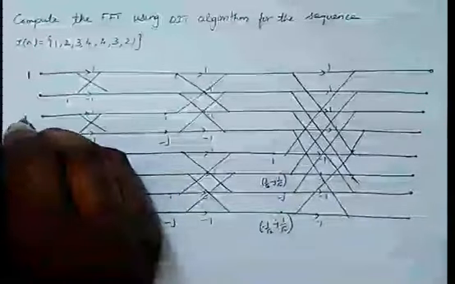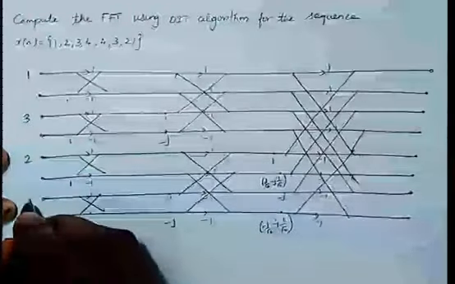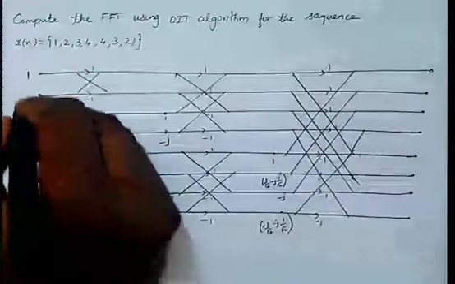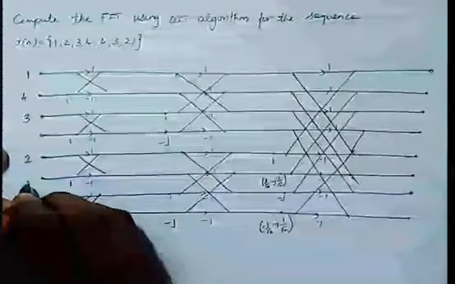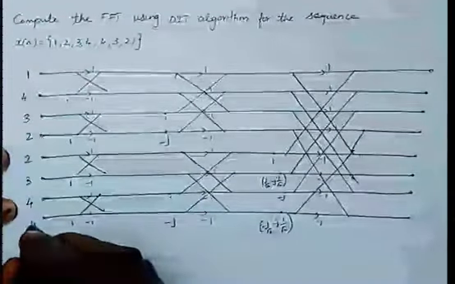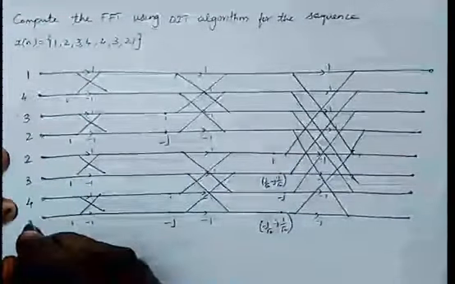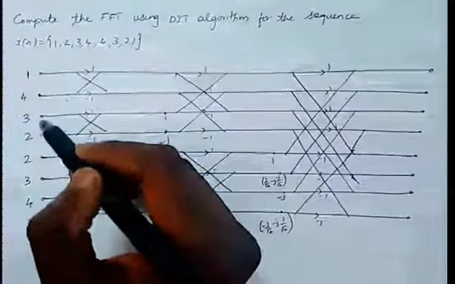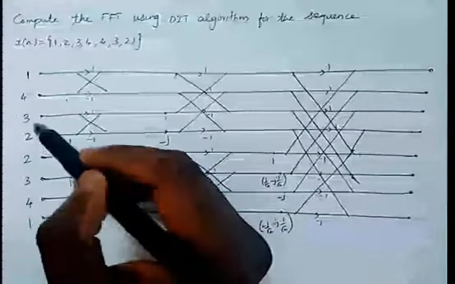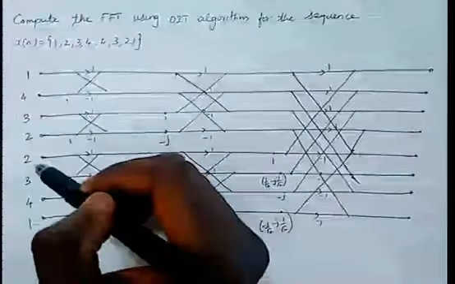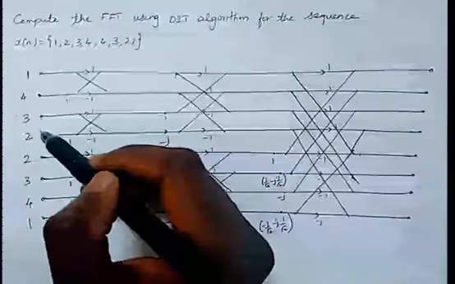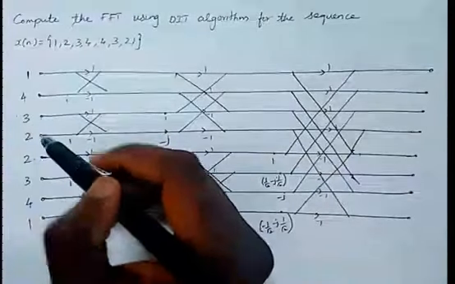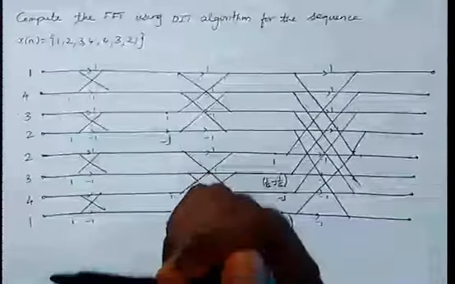X of 3 is going to come here, with the value of 3. And x of 4 is going to be 4 here. And here is going to be x of 5, which has the value of 4. And x of 6 is going to have the value of 3. X of 7 is going to have the value of 2. The last value is going to be here, 1. So x of 0, x of 1, x of 2, x of 3, x of 4, x of 5, x of 6 and x of 7. Please mark this correctly.